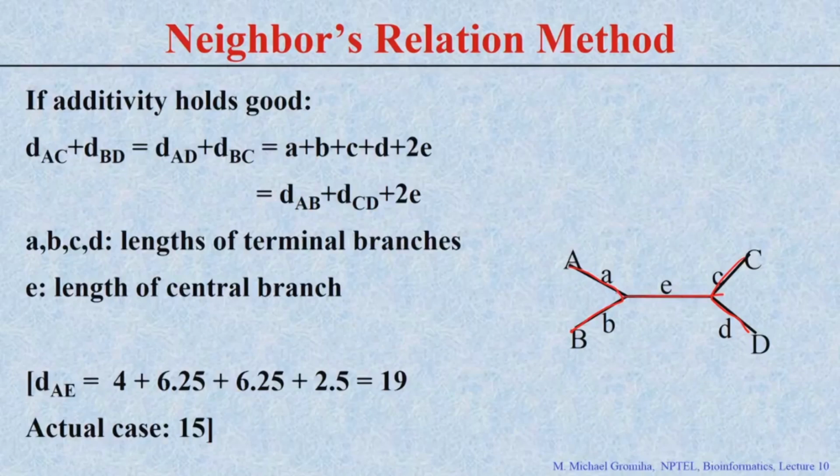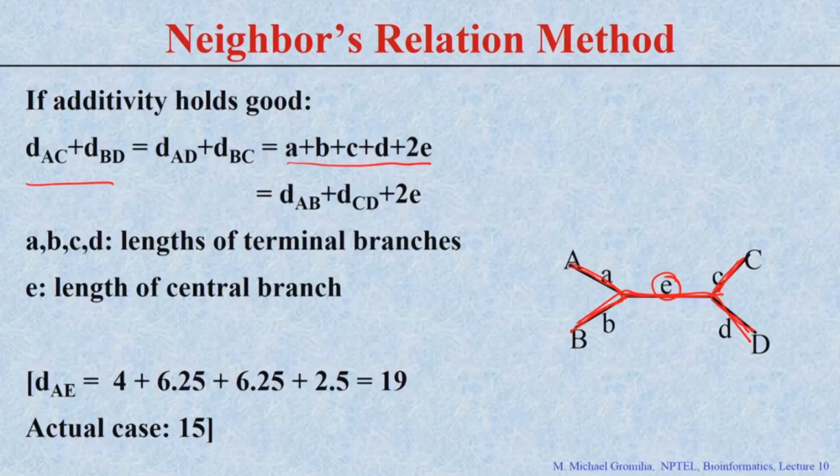For example, here this length is A and this length is B and this length is C and this length is D, and they put an additional length as E. So, if you see AC plus BD, this one and this one, right, this is similar to AD plus BC, we can give as A plus B plus C plus D plus 2E.